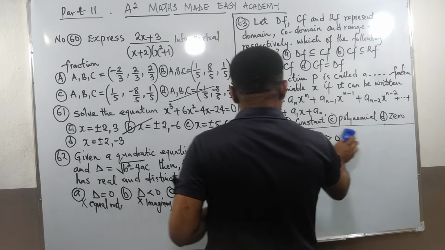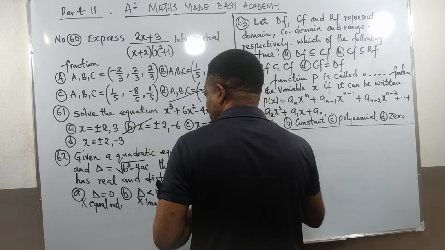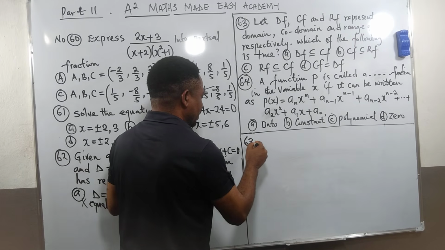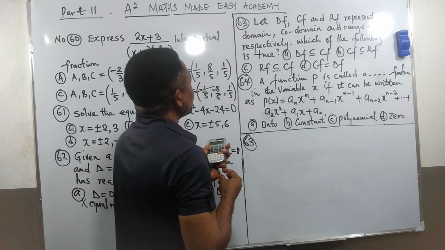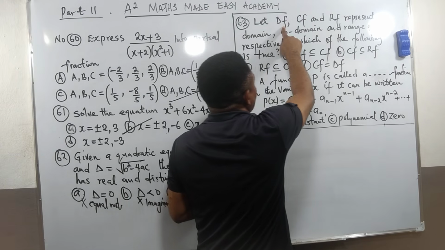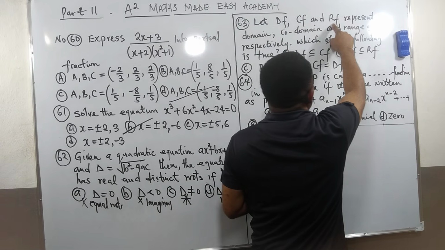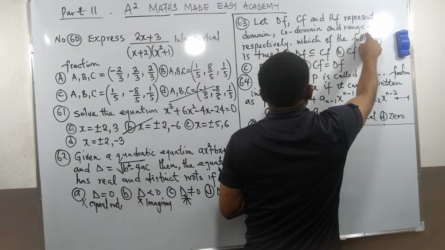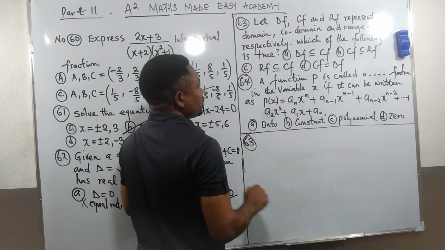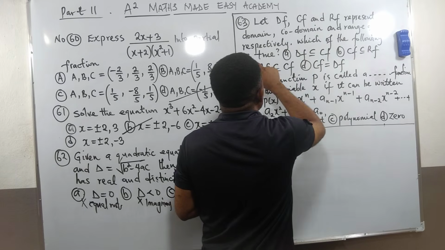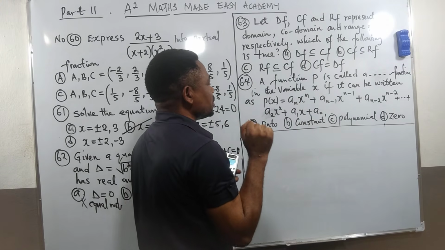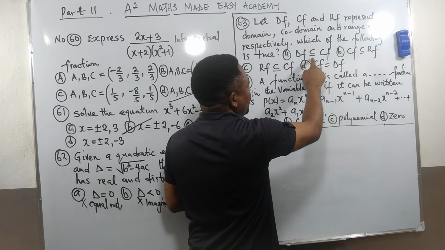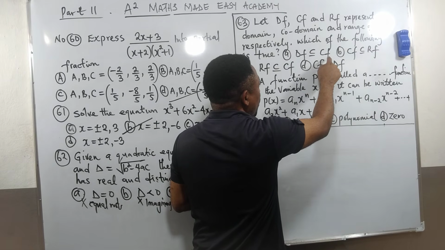Question number 63. Now look at question number 63. It is obvious. Look up. Now let D of F, C of F, and R of F represent the domain, codomain, and range of F respectively. Which of the following is true? Am I communicating? Now look at option A, that the domain of F is a subset defined in a codomain of what?